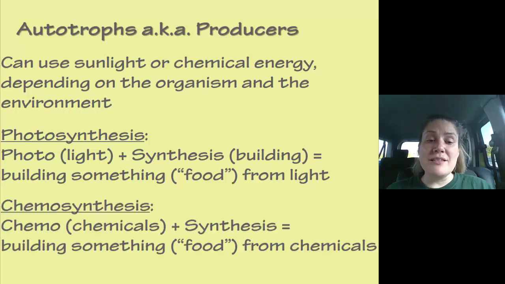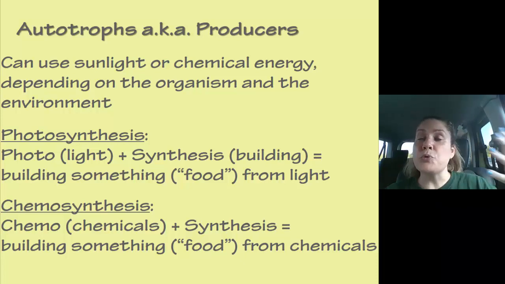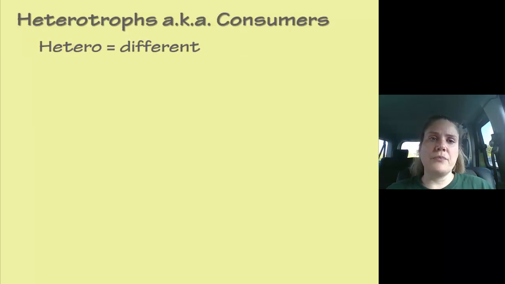So then chemosynthesis, chemo refers to chemicals, synthesis refers to building. So chemosynthesis is building something with chemicals. So photosynthesis is what plants do. They use the sunlight to build their food. And chemosynthesis is what those bacteria in those really extreme environments, that's what they use to build their food.